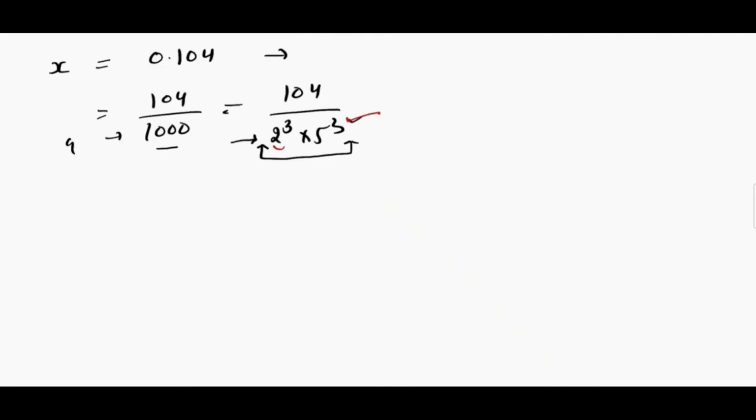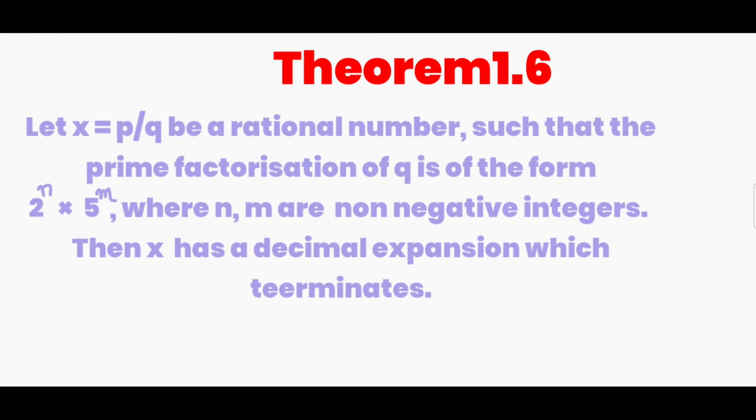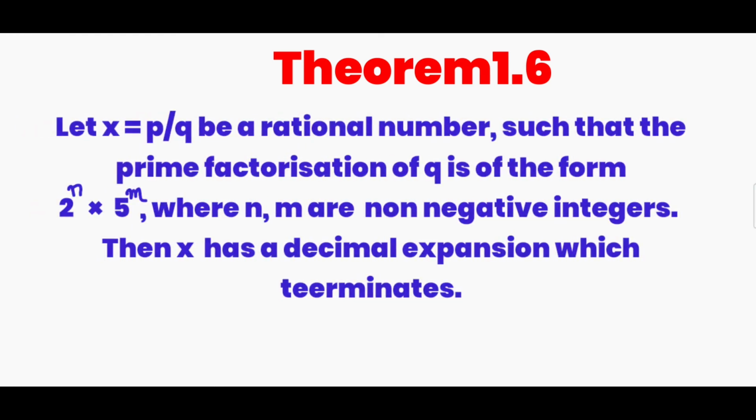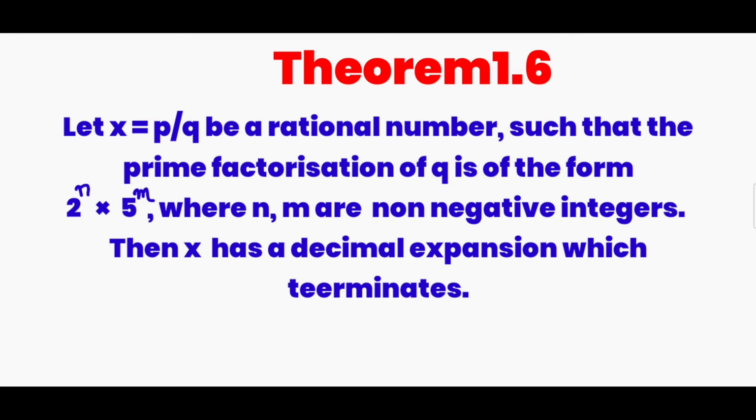So now I think everything is clear about Theorem 1.5. Now let's do Theorem 1.6, and this is the reverse of Theorem 1.5. It says if x equal to p upon q is a rational number such that the prime factorization of q is of the form 2 raised to power n multiplied by 5 raised to power m, where m and n are non-negative integers, then x has a decimal expansion that terminates. This is just the reverse of Theorem 1.5.